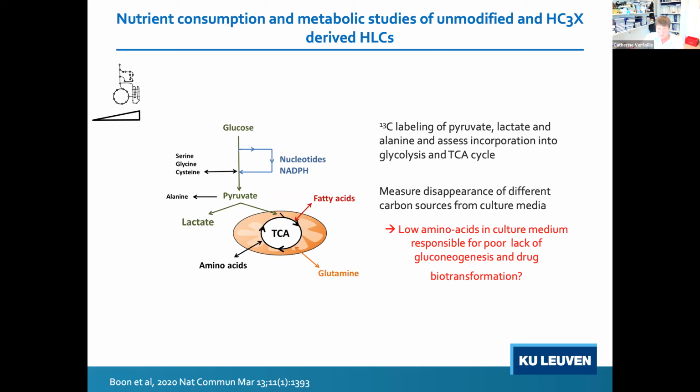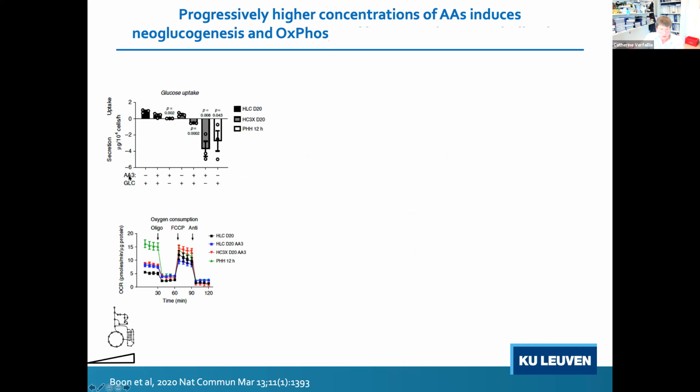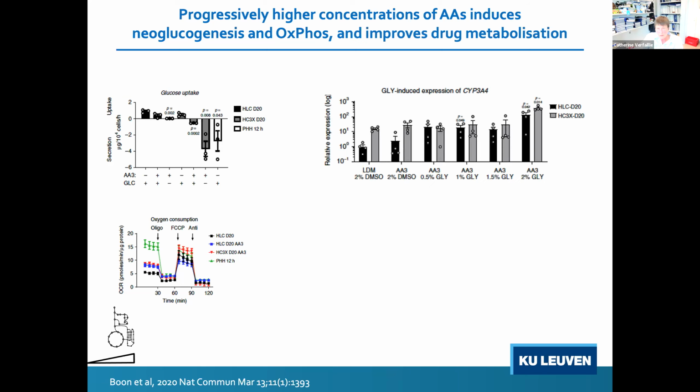gluconeogenesis and drug biotransformation. So what we showed is that if you increase amino acids, shown here as amino acid 3, and shown here in gray, so the 3x modification plus the improved medium, we now get gluconeogenesis just like primary hepatocytes, and we start improving oxygen consumption compared to HLC without the improved medium. This translates into increased expression of CYP3A4, which you can see here: if you use this medium, we actually get CYP3A4 expression that is very close to primary hepatocytes.